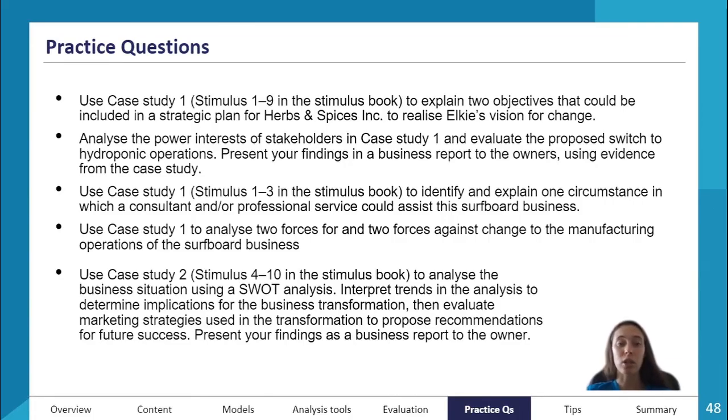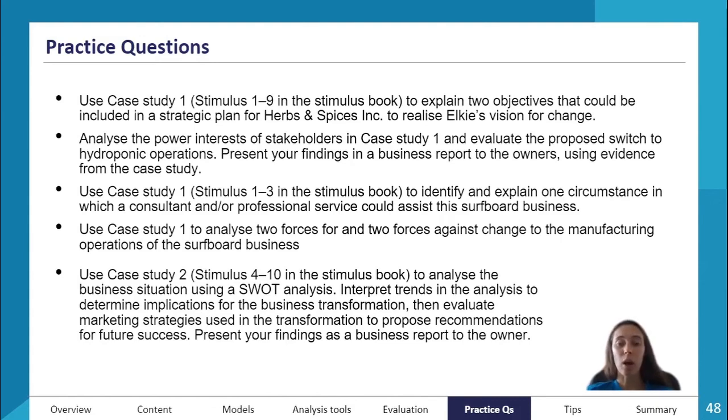Analyze the power interests of stakeholders and evaluate the proposed switch to a different type of operations. And we saw how we had those 4 pillars: marketing, operations, HR, and finance. So this one's an operations related question. And it's more subtle, so that you're not going to be told, like you may have been previously, use this tool, not outright like that. So the wording will be something more like this, where it says, analyze the power interests of stakeholders, and you need to recognize with that wording that it's talking about the power interest grid.